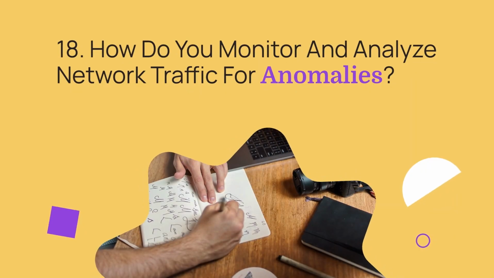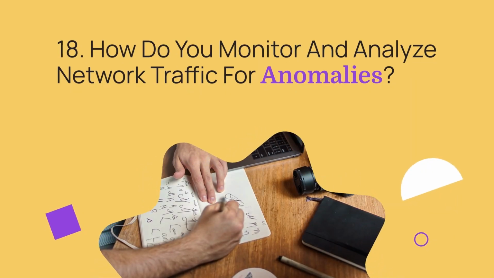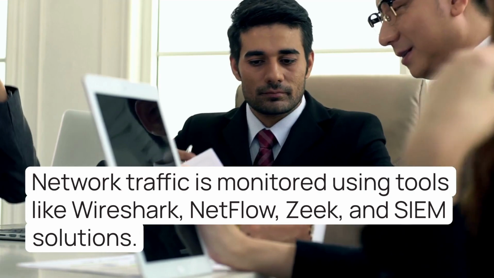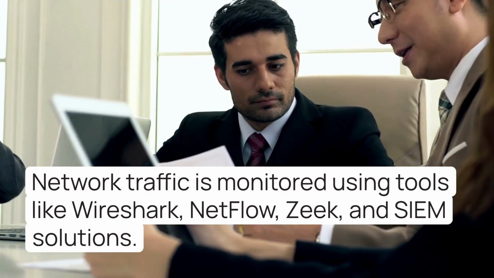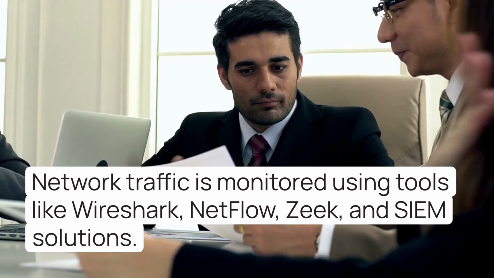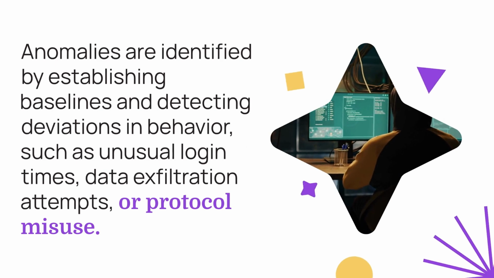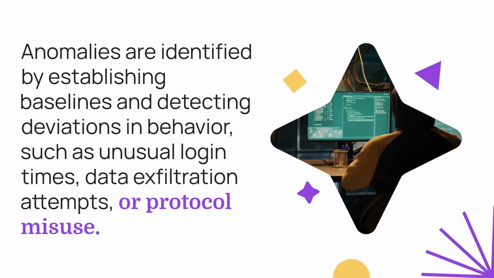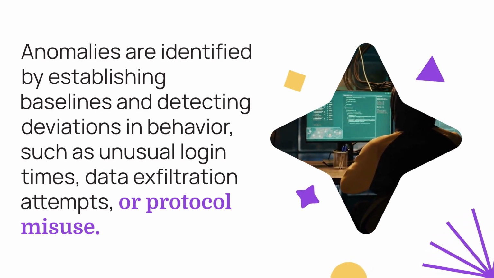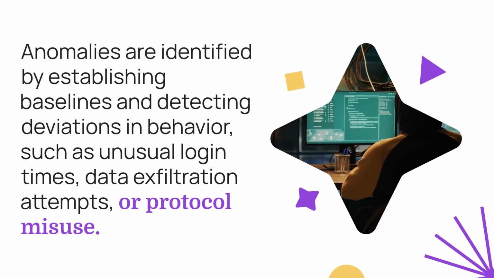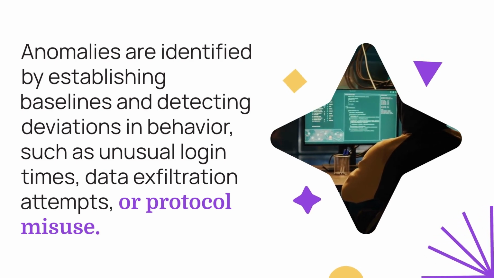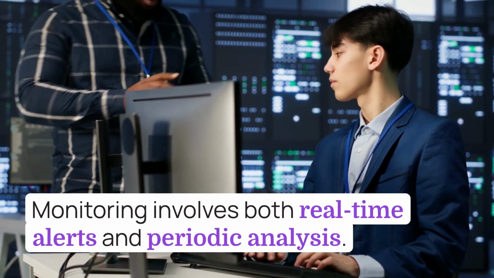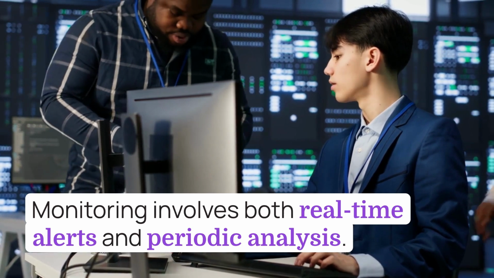18. How do you monitor and analyze network traffic for anomalies? Network traffic is monitored using tools like Wireshark, NetFlow, Zeek, and SIEM solutions. Anomalies are identified by establishing baselines and detecting deviations in behavior, such as unusual login times, data exfiltration attempts, or protocol misuse. Monitoring involves both real-time alerts and periodic analysis.